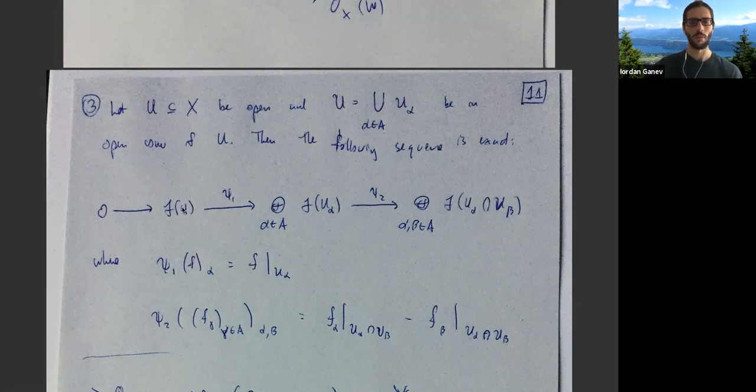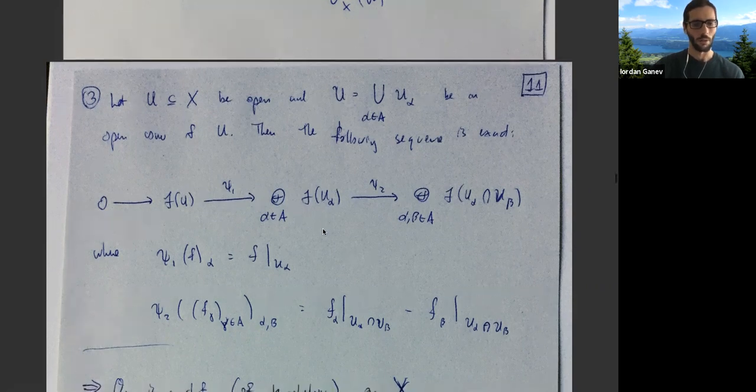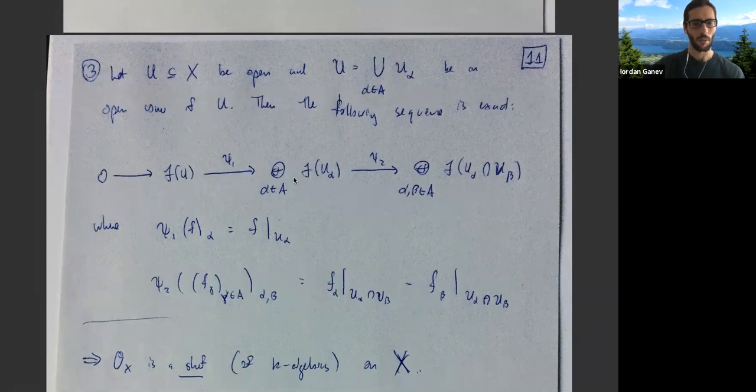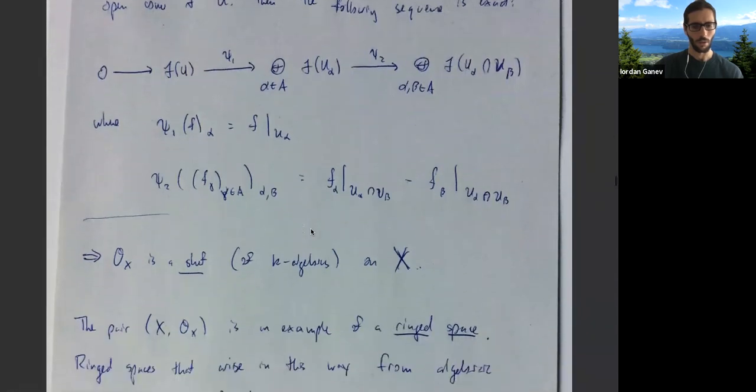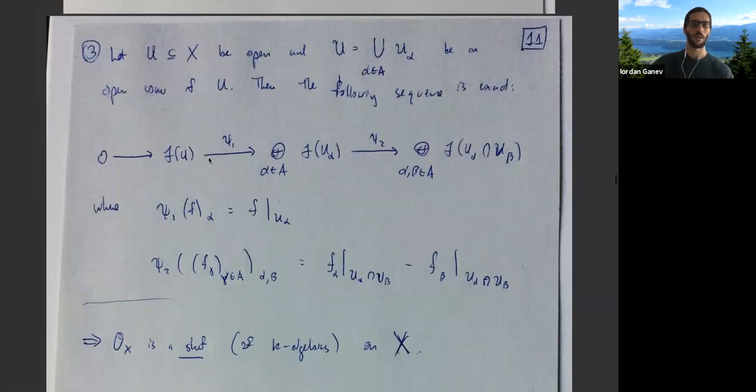The condition is as follows. This map is restricting, and the conditions are over here. If we take a function and restrict it to all the open sets, and then restrict it to all the mutual intersections, we can restrict to a mutual intersection in two ways. We can either first go to U alpha and then to the intersection U alpha and U beta, or first go to U beta and then to the intersection of U alpha and U beta. On the other hand, if we have functions on all the U alphas that behave nicely with respect to intersections, then we know that we have a global function on all of U.